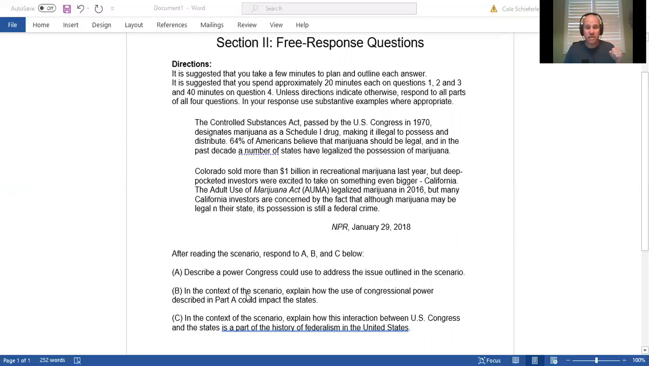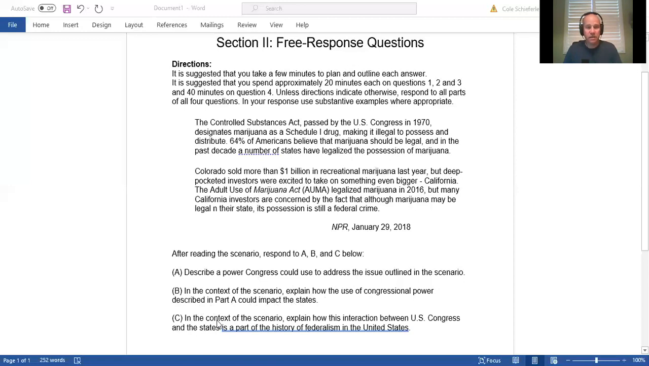So in the context of the scenario, and again, explain, and we'll get to explain in a little bit. So that's the verb, how the use of the congressional power could impact the states. So we need to reword that in our own head. Now, you're not going to have time to write it out because you only have 15 minutes like I taught you to do. So in your own head, reword this question. Explain how what Congress did here is going to have an effect on the states. So how is what you said in Part A going to impact the states, right?